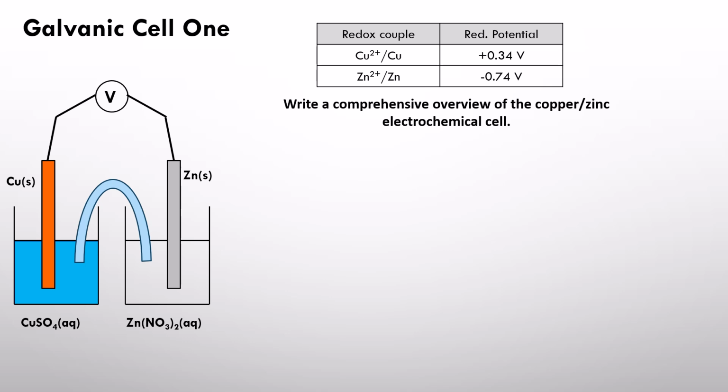So today what we're going to do is a comprehensive overview of electrochemical cells. We're going to look at a specific electrochemical cell. This one is a copper zinc electrochemical cell. The overview we're going to do is going to cover the following 7 things.